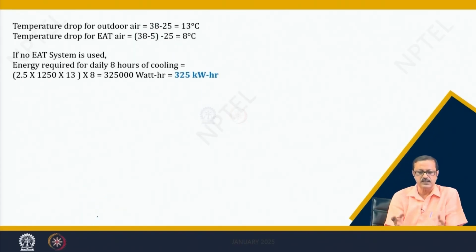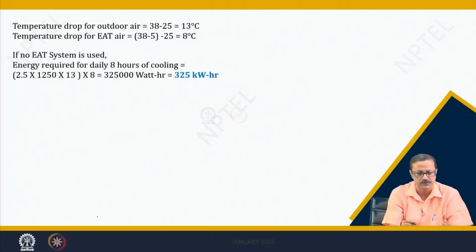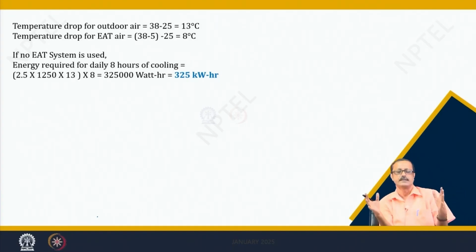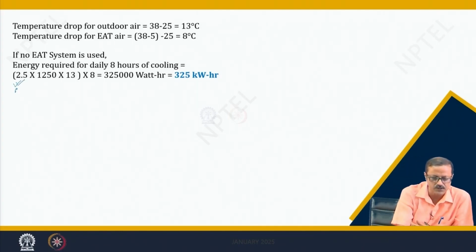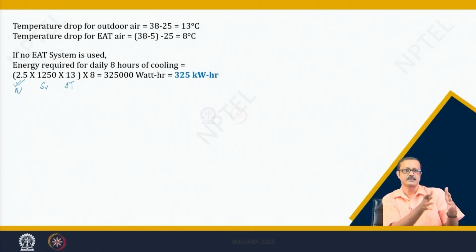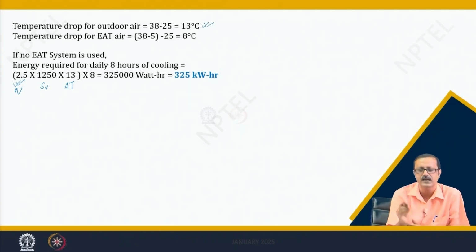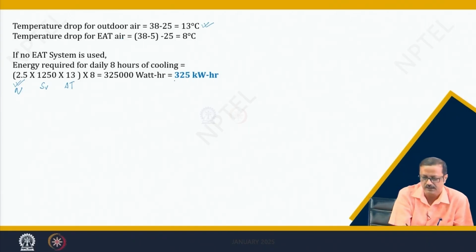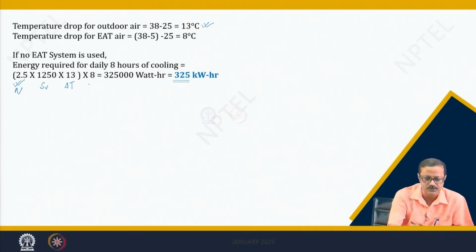Similarly, now I can find out how much energy is required through the EAT system. The first one is if there is no EAT system, then all the 100% air is treated by your air conditioning unit. So, your total flow rate is 2.5, that is your Q, this is your SV, and this is your delta T of 13 degree, because it is 38 degree to 25 degree. So, that is your 13 degree temperature drop if you do not have any kind of EAT system. So, this is 325 kilowatt hour, the total energy demand for 8 hours of operation.